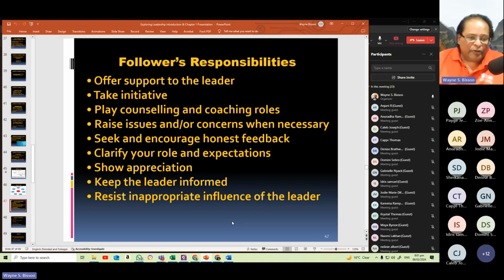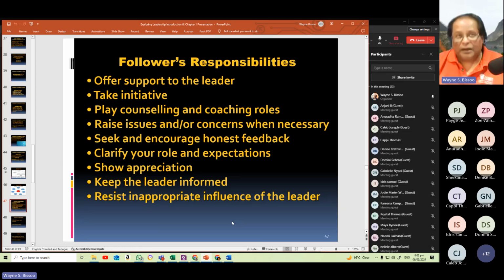All right, raise issues and concerns when necessary. That's also a big responsibility of followers. They can see from their perspective when things are going right, when things are going wrong, and when things are not going wrong or right. They need to be able to raise those issues with the leader and with other people in the organization to make sure that we are all following the same track, and that the track we're following has a high level of ethical values attached to it.